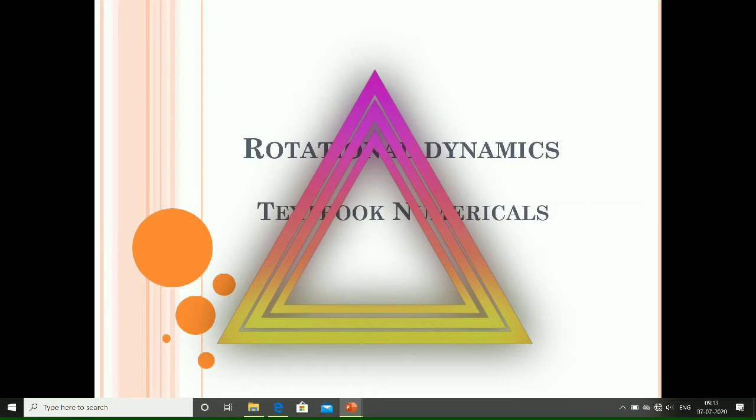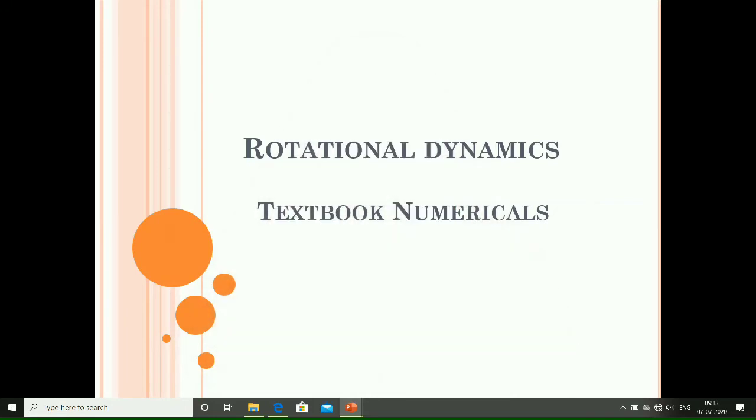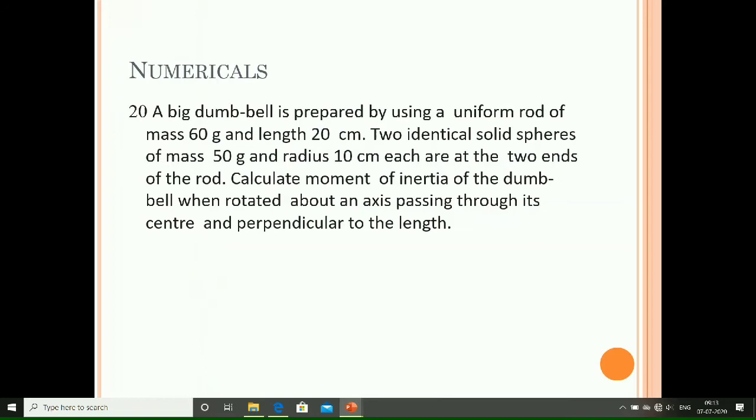Okay, so we are starting again with our unsolved numericals from the textbook. So what next here? In question number 20, it is given a big dumbbell is prepared by using a uniform rod of mass 60 gram and length 20 centimeter. Two identical solid spheres of mass 50 gram and radius 10 centimeter each are at the two ends of the rod. Calculate the moment of inertia of the dumbbell when rotated about an axis passing through its center and perpendicular to its length. Okay. Now here what is given in your numerical.